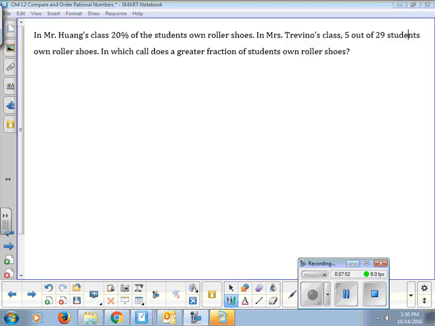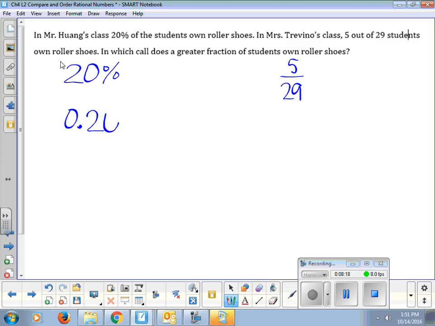20 out of 100. So in Mr. Hong's class, it's 20%. And in Mrs. Trevino's class, we have 5 out of 29. So we are given two forms of numbers. How would you like to compare them? By decimal. Okay, we could change them both to decimals. That's fine. What would be 20% as a decimal? 0.20. What would be 5/29 as a decimal?